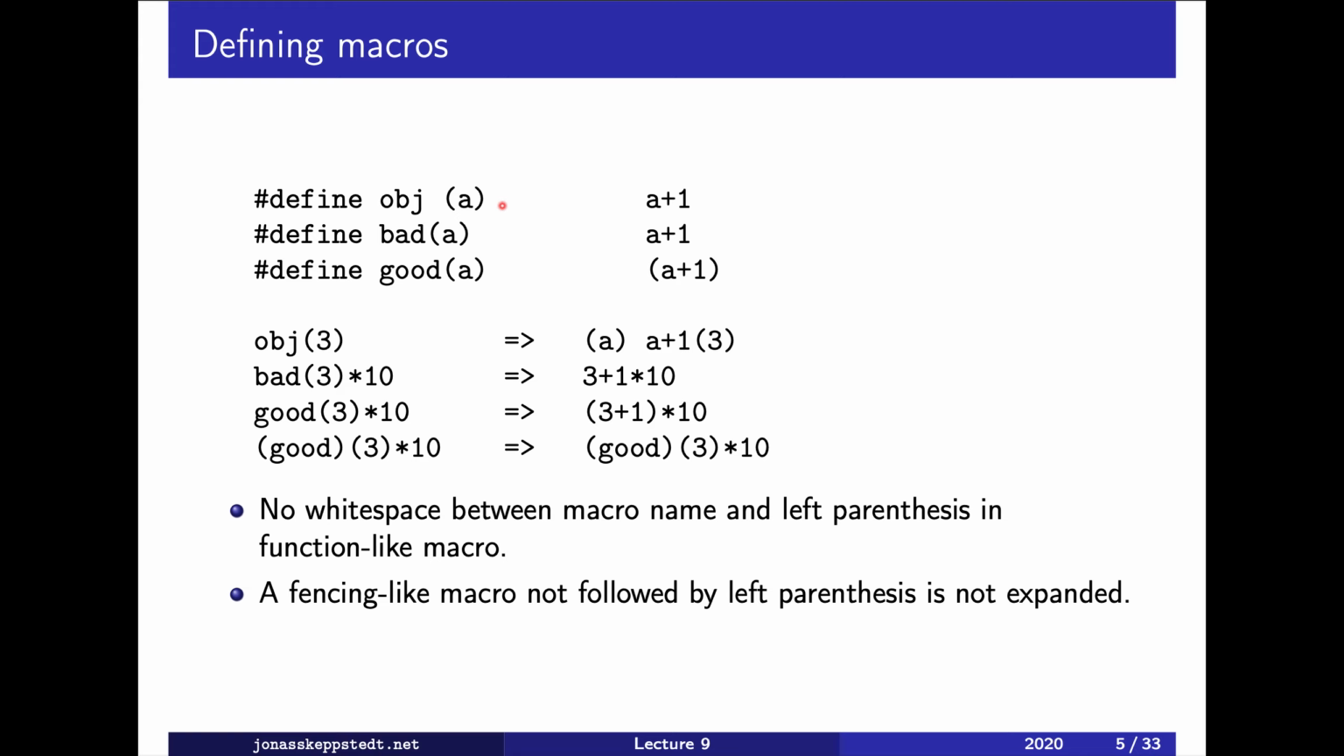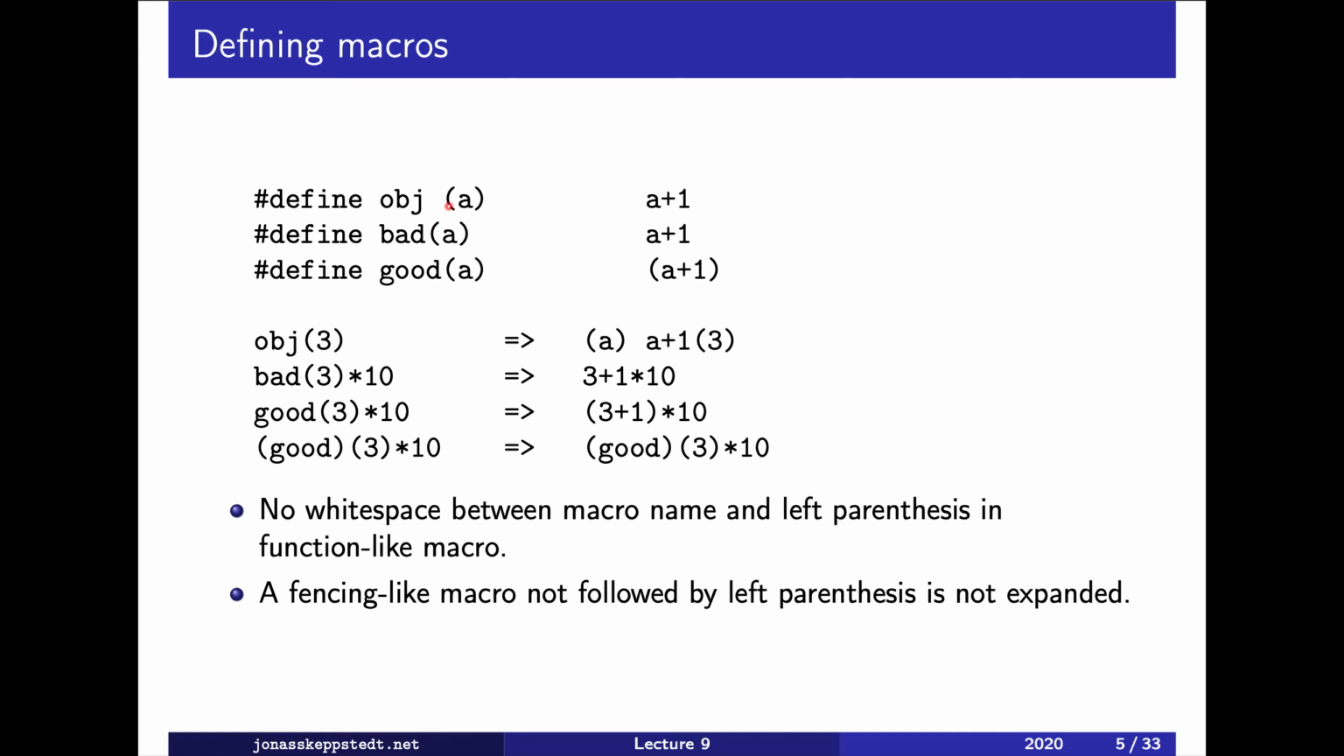Multiple space or tab characters are replaced with a single space character. Okay, so obj becomes this, and then follows the parenthesis and 3 there. Even though this looks like a function call or something like that, it's not, because obj is a so-called object-like macro. And this object has nothing to do with object-oriented programming. It's just the opposite of a function-like macro. And the function-like macro takes parameters.